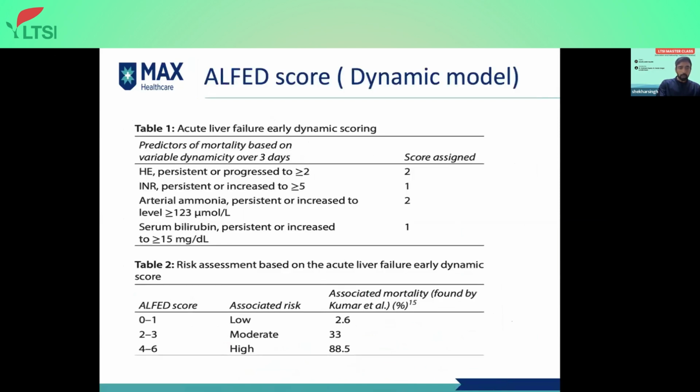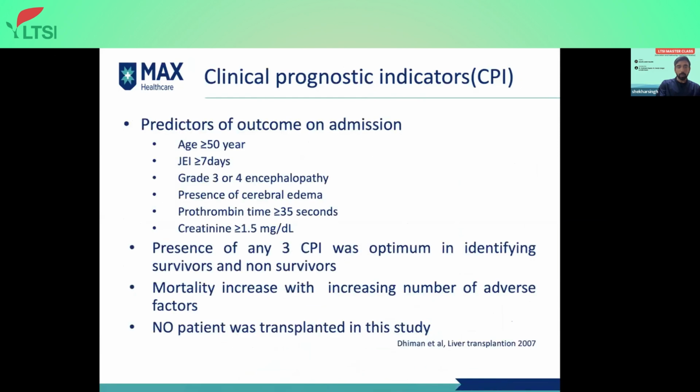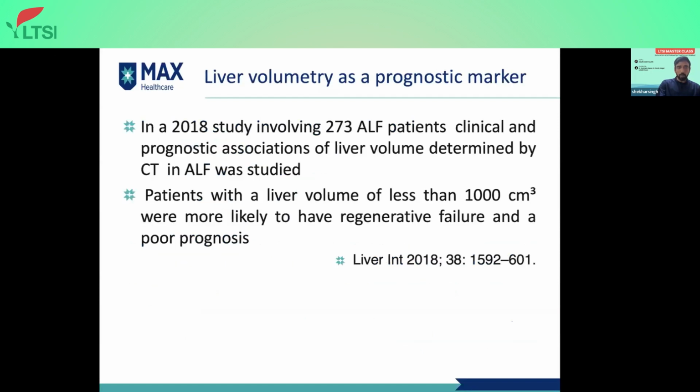Another is the ALPHA criteria, in which we use hepatic encephalopathy, INR, ammonia level, and serum bilirubin level. But we can use this criteria only 48 hours after patient admission, so we may lose the important time window. CPI is another criteria we use, but in this series no patient actually underwent liver transplantation, and it's also not that commonly used.